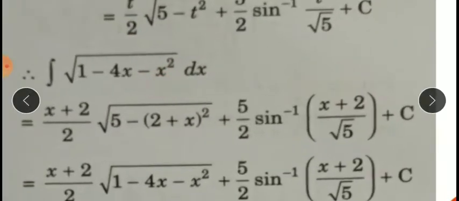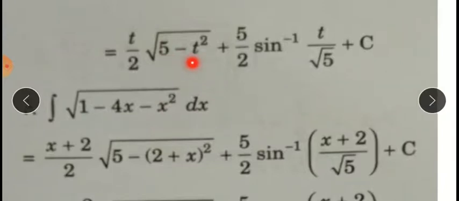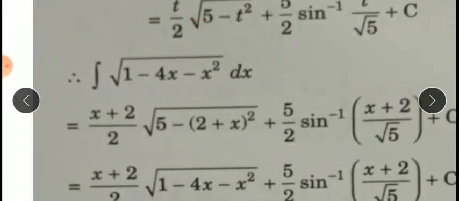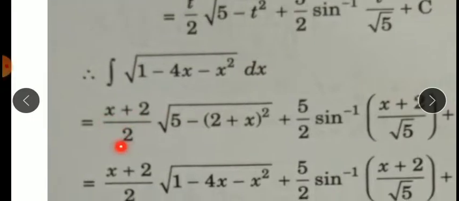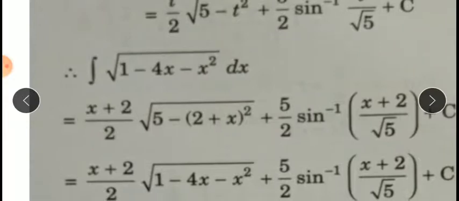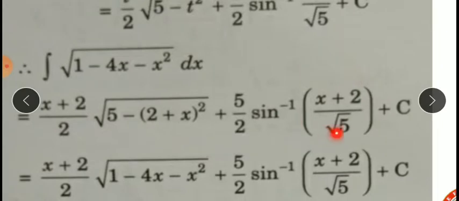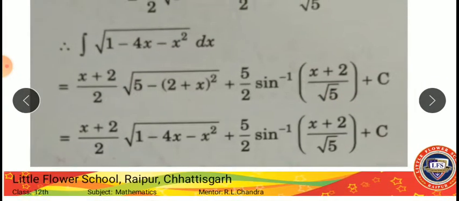This is equal to t by 2 root 5 minus t square plus 5 upon 2 sin inverse t upon root 5. Now substitute the value of t, t means what? x plus 2, x plus 2 upon 2. Now substituting the values, we are getting here root 5 minus 2 plus x whole square plus 5 upon 2 sin inverse x plus 2 upon root 5 plus c. This is equal to x plus 2 upon 2.